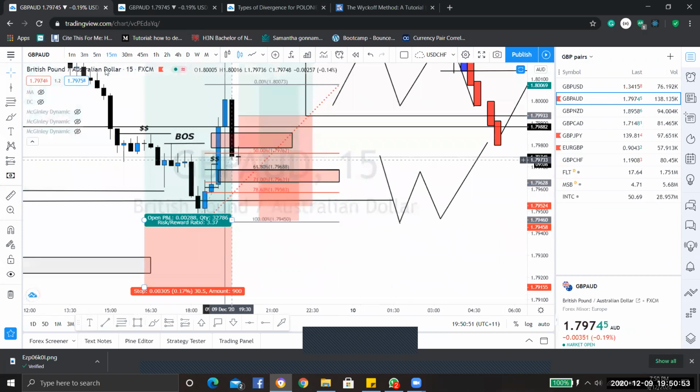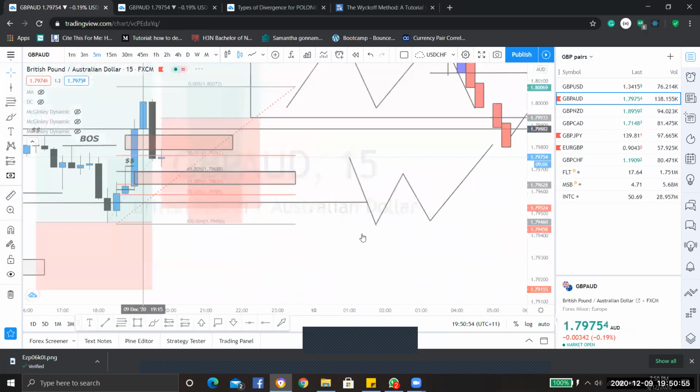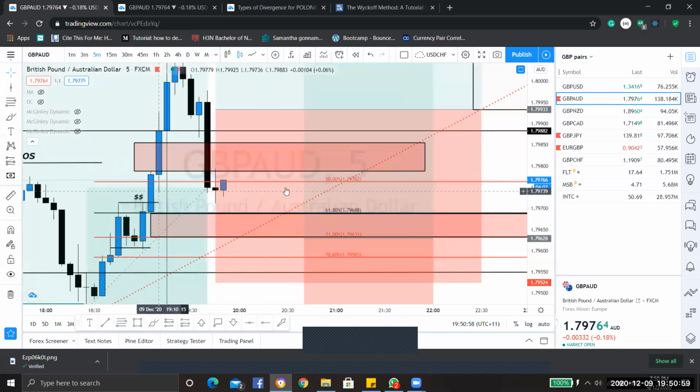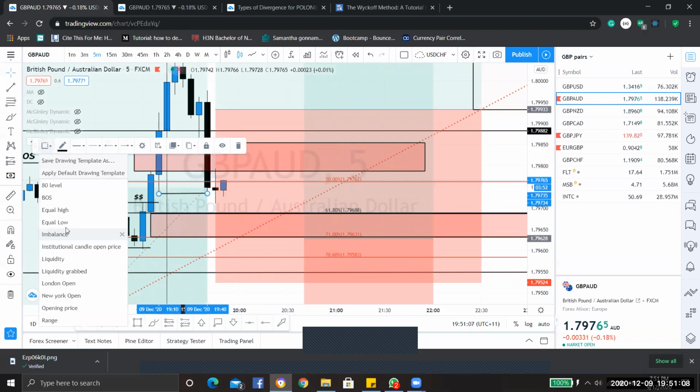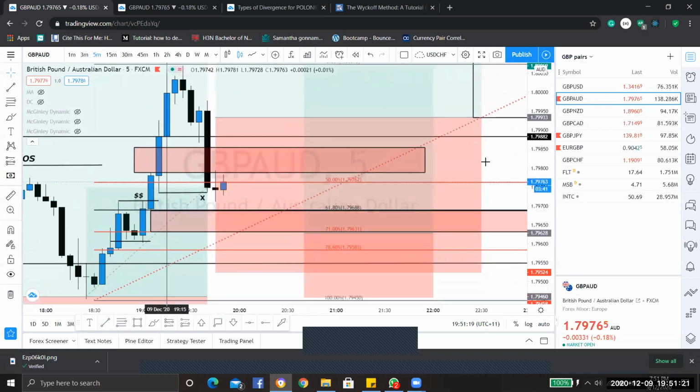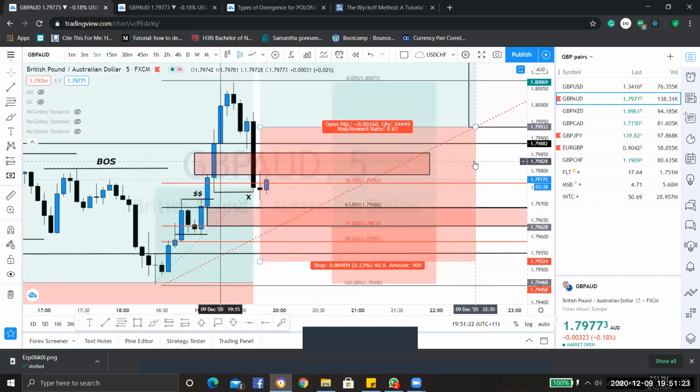Let me go to 5 minutes. Can you guys see this here? Before, inside the 50% zone, what did it make? Some kind of equal low. And that was grabbed with this move, and it's most possibly going up. If you are holding the trade, then that's fine. Do not jump in too much.